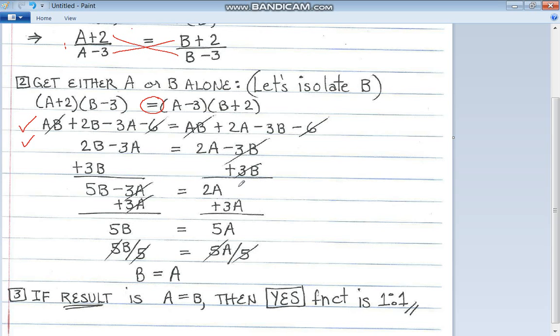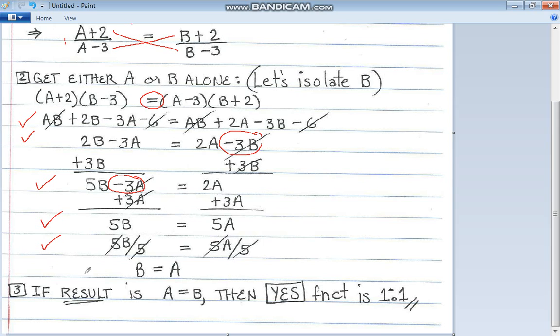Now remember, we're trying to get b alone on the left side, so we're going to add 3b to both sides. We get 5b minus 3a equals, well, these cancel and it leaves 2a. And finally, to get the b's on one side alone, we're going to get rid of this minus 3a by adding it to both sides. We get the result 5b equals 5a. And finally, to get b by itself on this line, we divide both sides by the coefficient of b, which is 5. And look what we get. We got b equals a.